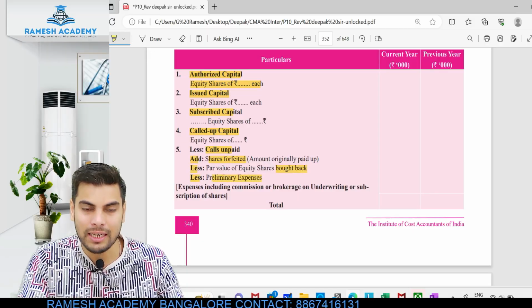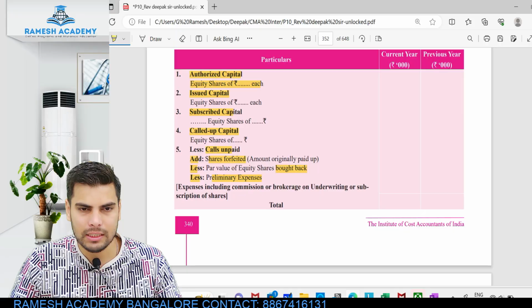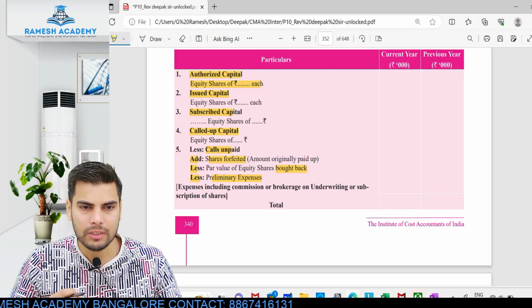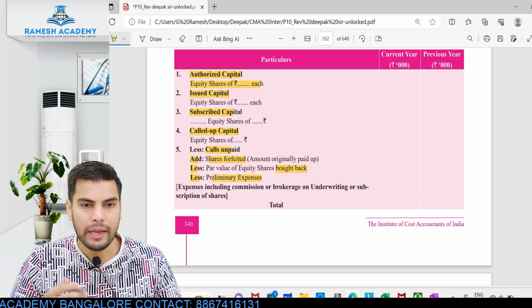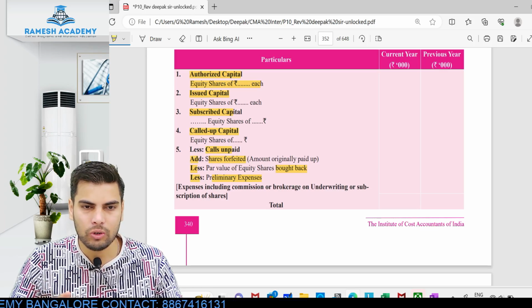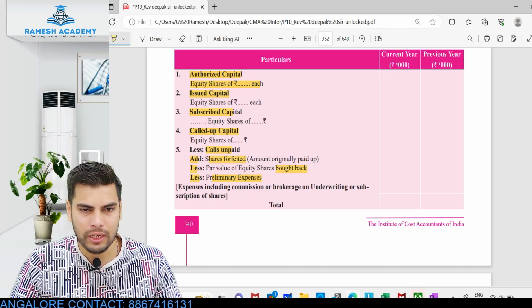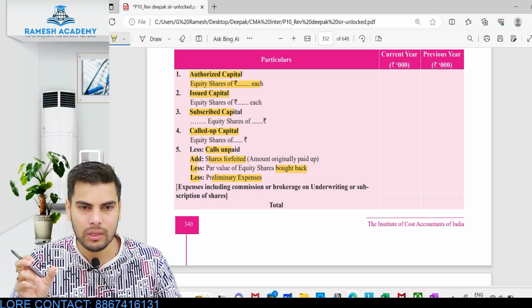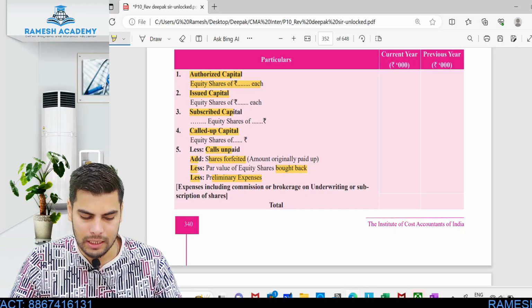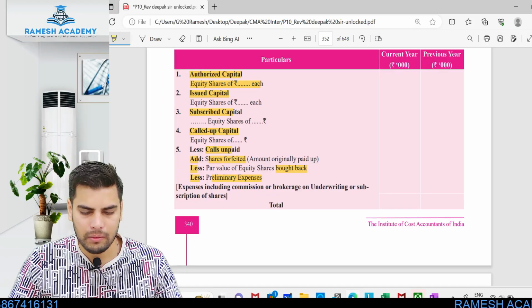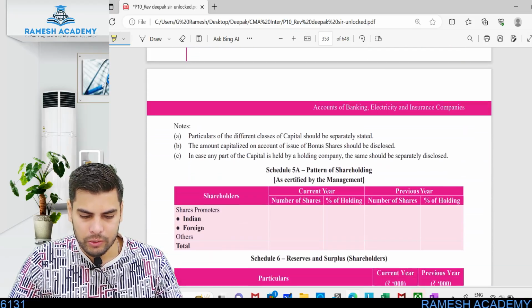In the same way, if there are any preliminary expenses, you can show them over here. Preliminary expenses can be the expenses related to the issue of shares. Either you can deduct them over here, or show them under other current assets. Remember, schedule 15 is with respect to miscellaneous expenditure, so there also you can write the same. Clear? So that's all relating to share capital.